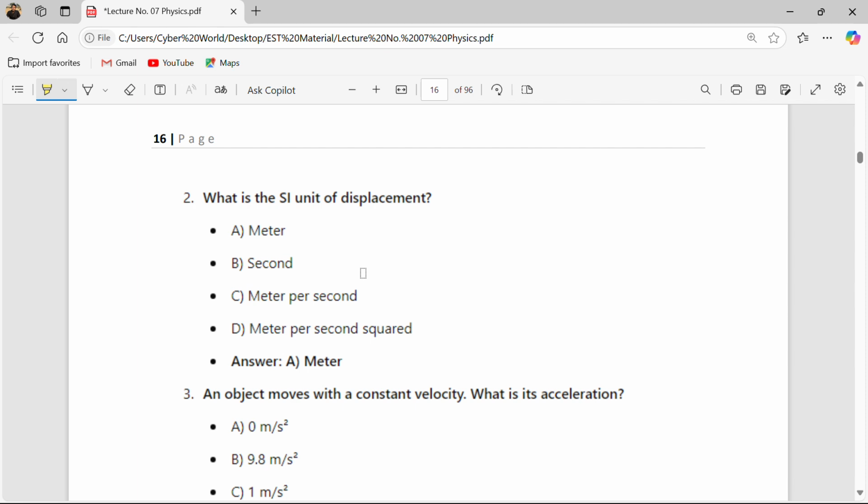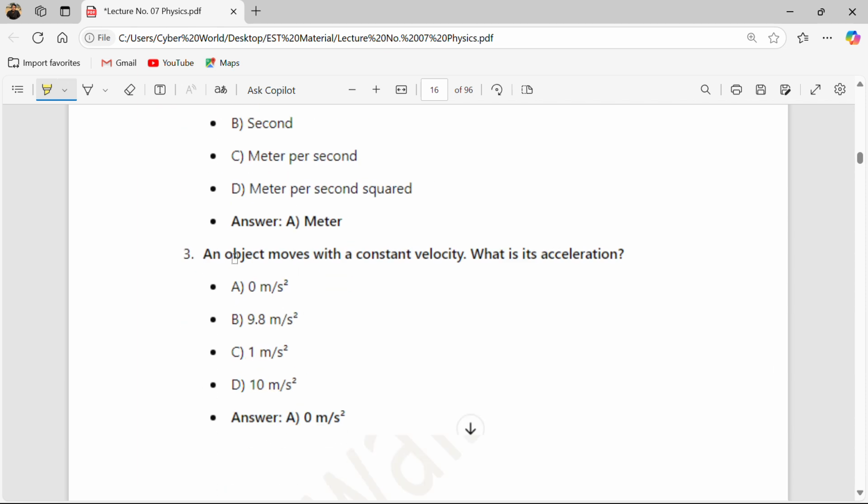What is the SI unit of displacement? You know that the SI unit of displacement is meters. An object moves with a constant velocity. What is the acceleration? As I told you before, if it moves with constant velocity, the acceleration will always be zero.